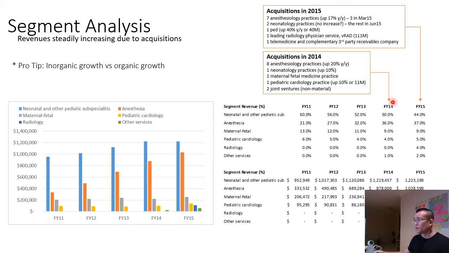So, in 2014, they really acquired all sorts of different medical practices, from anesthesia to maternal fetal medicine to pediatric cardiology. They continued a lot of acquisitions in 2015. So this company basically borrows a lot of money, and then from the money they borrow, they just acquire. But I started to notice that their margins were actually dropping. So even though they kept acquiring stuff, I noticed their margins dropping.